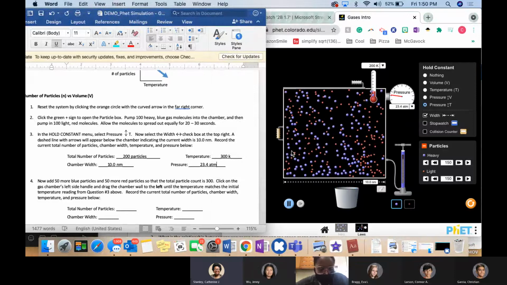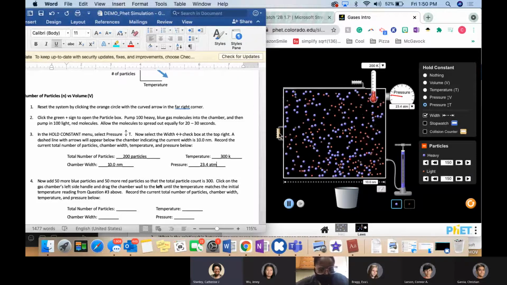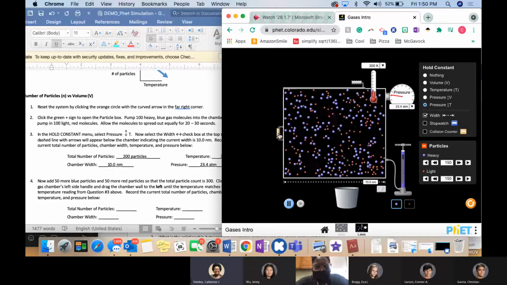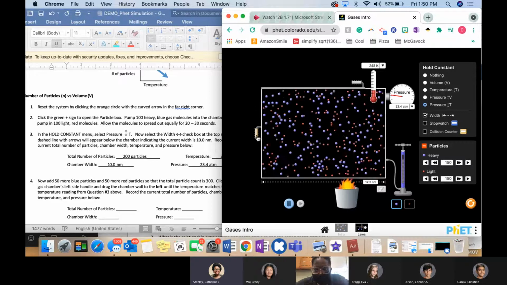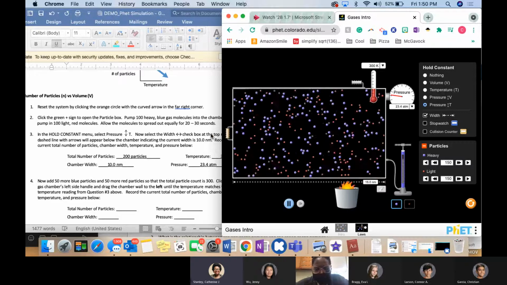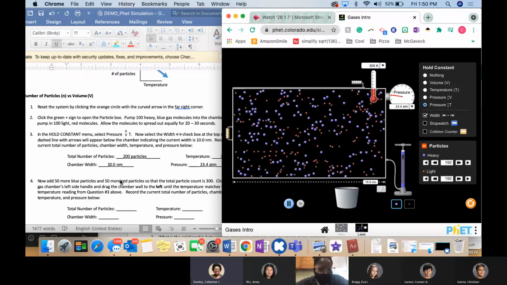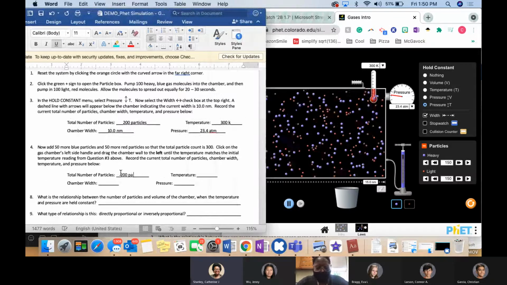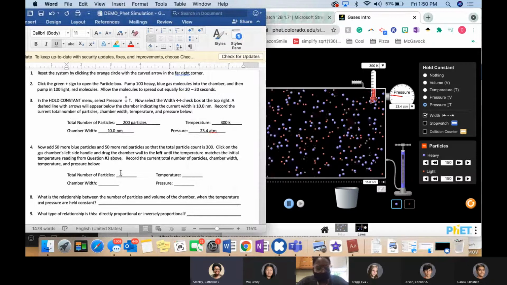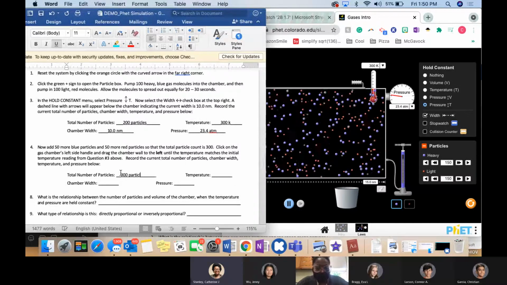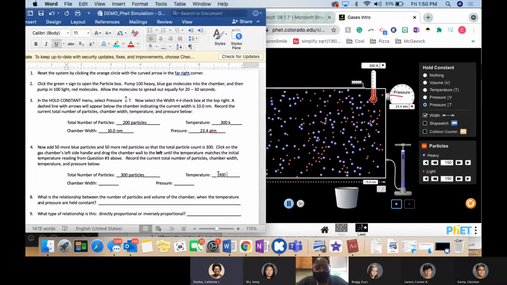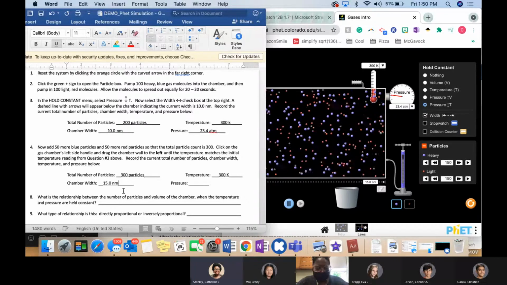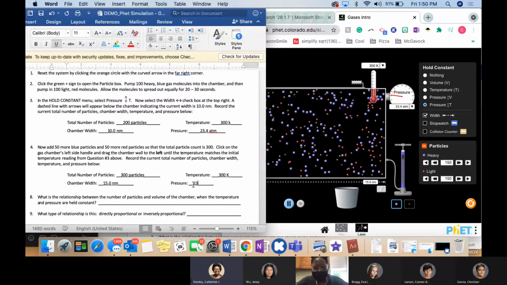Interesting. Click on the gas chamber's left side handle and drag to the left until the temperature matches the temperature reading from number three. So my temperature reading was 300. So I'm going to drag this until my temperature reads 300. Boom. I now have 300 particles. My temperature is still 300 Kelvin. My cylinder width, though, is different, 15.0 nanometers, and my pressure is still the same.